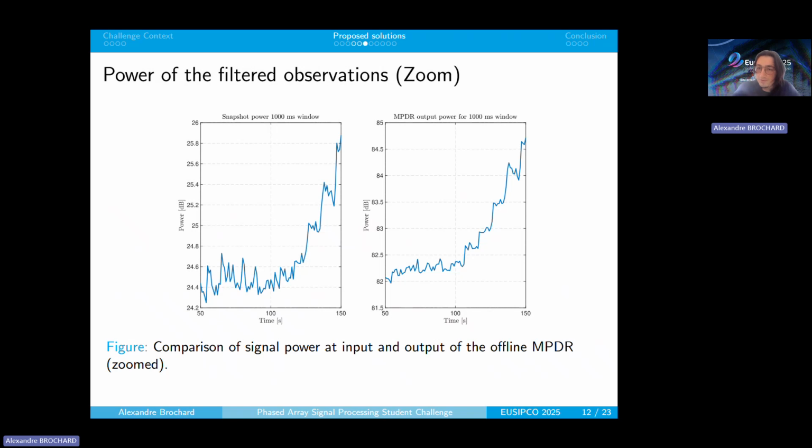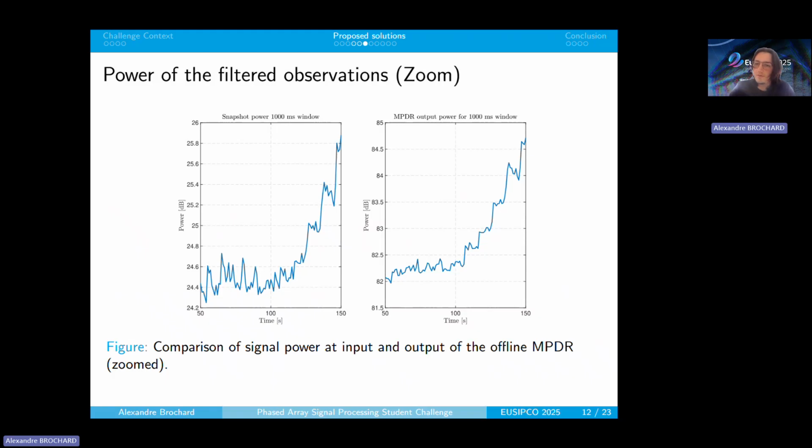So we found also the same behavior, but sooner than in the raw observations. With the filtered observations, we observe that we have also this slight increase in power, but around 106 seconds, which corresponds to 1 minute and 46 seconds.